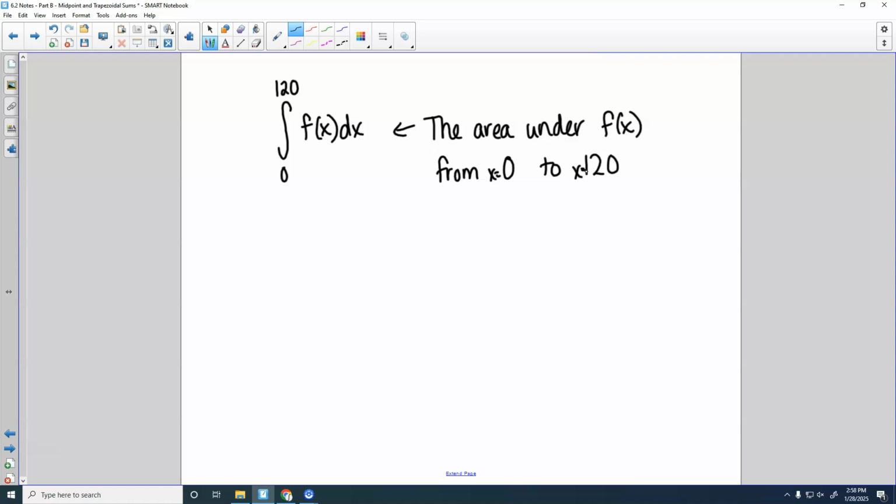So does that make sense there? All right, you're welcome to use the calculator on any of those because they do take a little while without the calculator.